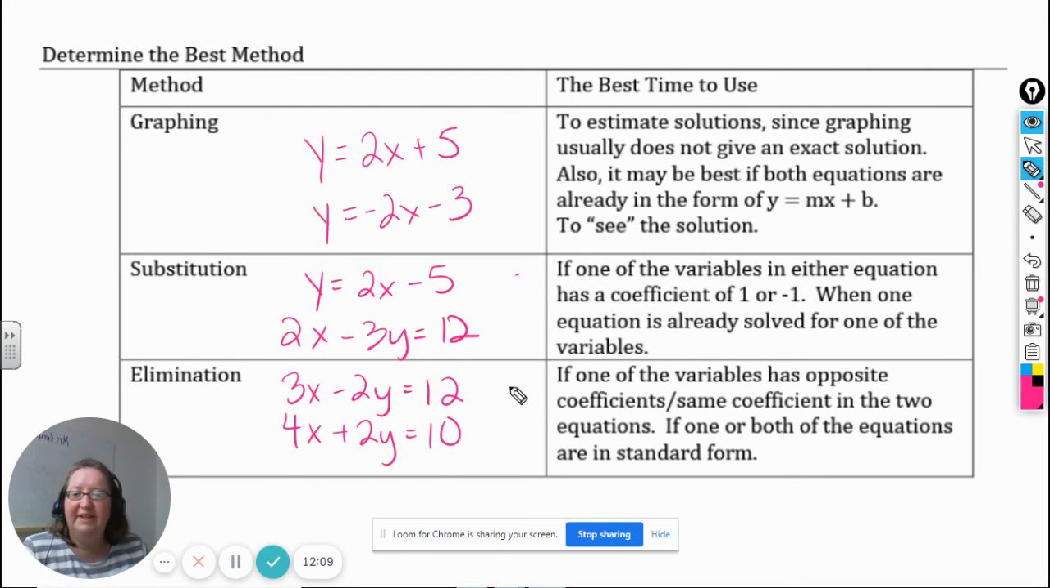so if you're already set up in this situation where it's like these two are going to cancel, then that's when elimination is the best method.